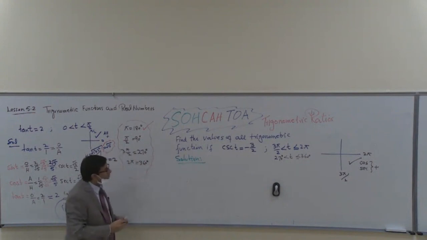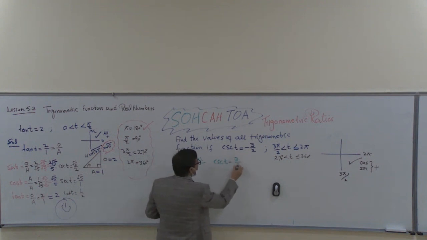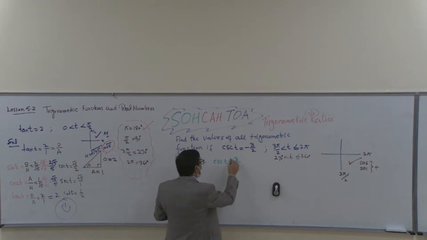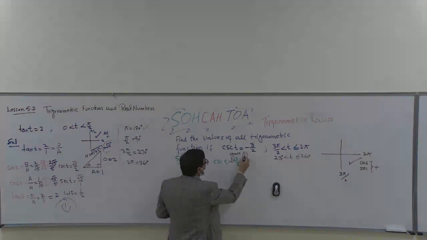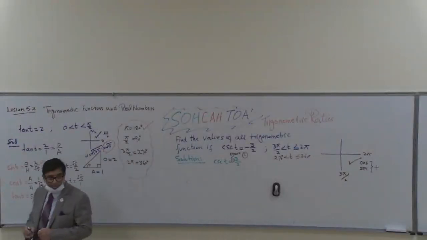Go ahead. How to write cosecant? Yeah, this is a question. The minus sign is there. For the time being, we can ignore it. Don't mind, we are going to ignore you. Be happy. We will come back to you.